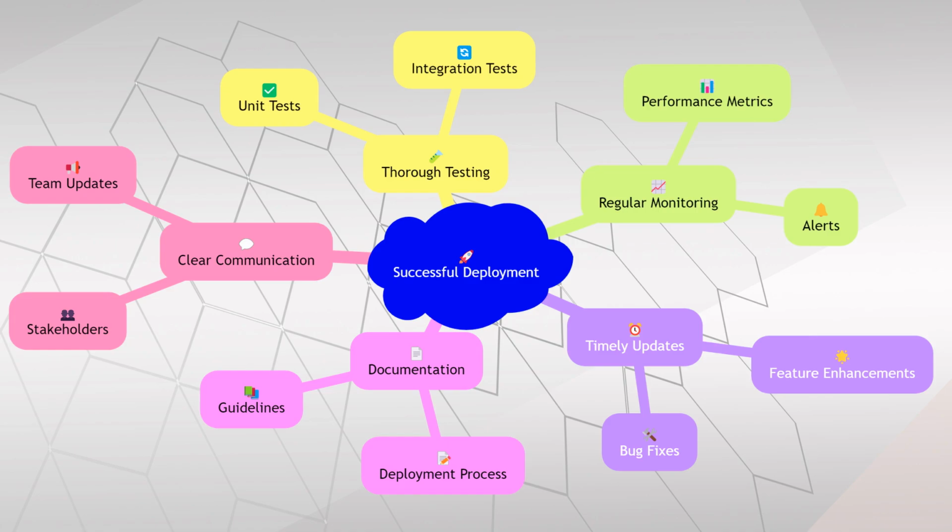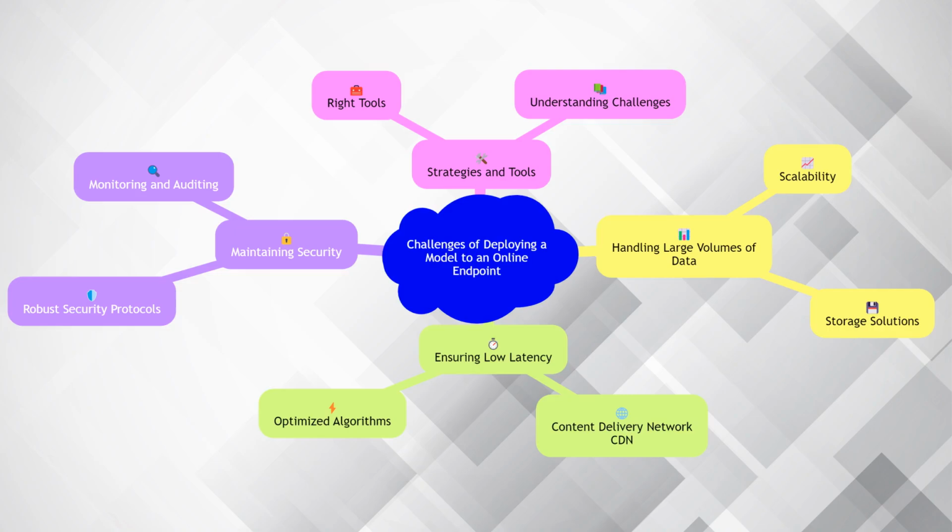Deploying a model to an online endpoint comes with its own set of challenges, such as handling large volumes of data, ensuring low latency, and maintaining security. However, these challenges can be addressed with the right strategies and tools. For instance, using a content delivery network, CDN, can help reduce latency, while robust security protocols can protect against data breaches. Understanding these challenges and how to address them is crucial for a successful deployment.